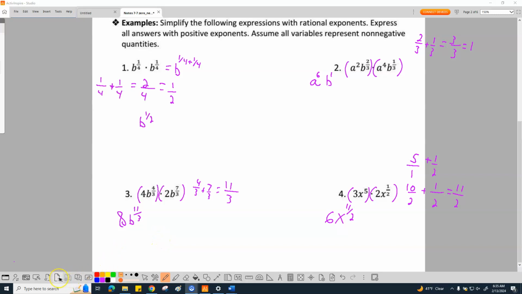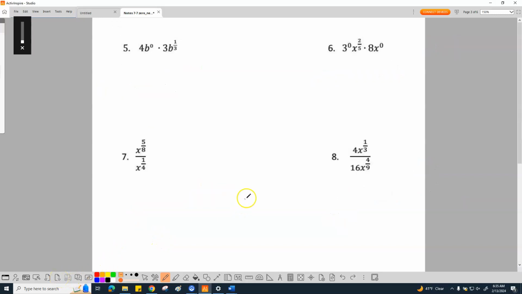All right, I'm going to go to video 2, and I'm going to work more examples. So here are the next examples, y'all. There are multiple ways. Once you learn the rules, there'll be multiple ways you can solve each of these problems. But let's check out this one.